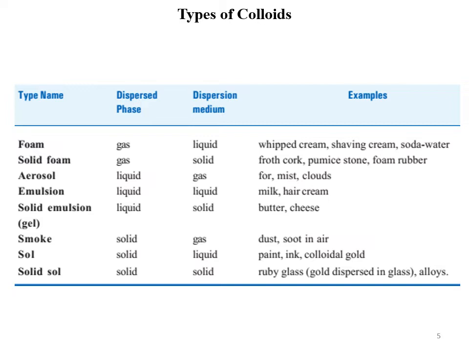The next type is smoke. This is produced when dispersion medium is gas and dispersed phase is solid. And the next one is sol. Sol is a colloidal system in which dispersed phase consists of solid and dispersion medium is a liquid material. The eighth one is solid sol. Here a solid is dispersed in a solid. It means both the dispersed phase and the dispersion medium are solid materials.